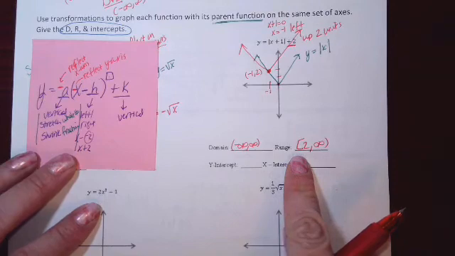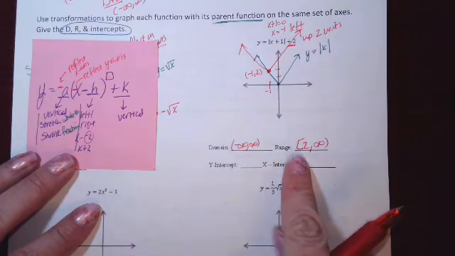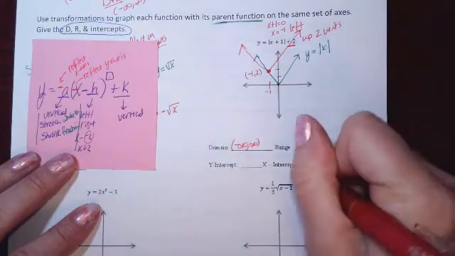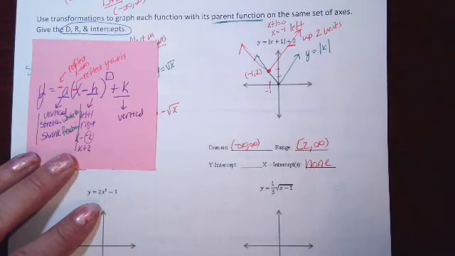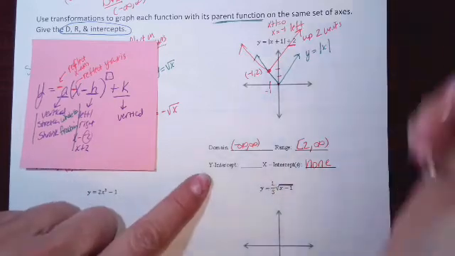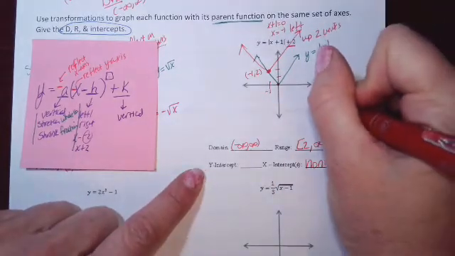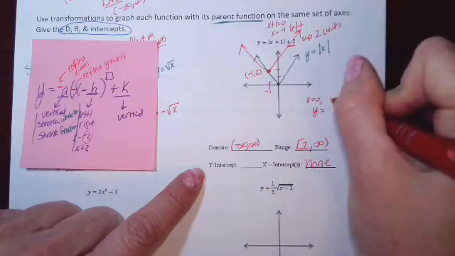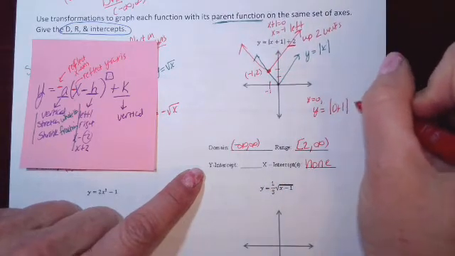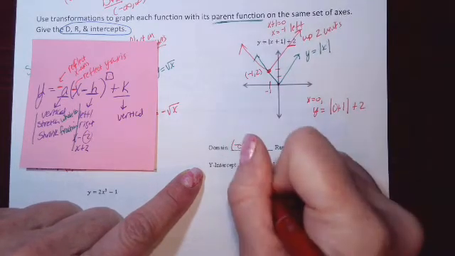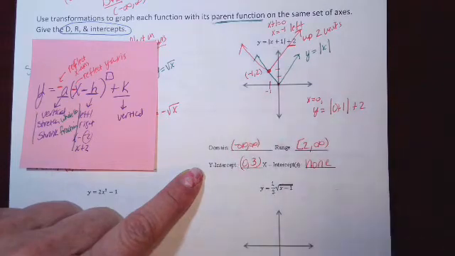Now, let's talk about intercepts. My transformed function is up above the x-axis, so there is no x-intercept. It does, however, have a y-intercept. My y-intercept always happens where x is 0, so I'm going to do just a little bit of math here. Where x is 0, in this function I have y equals absolute value of 0 plus 1, and then plus 2. Well, the absolute value of 1 is 1, 1 and 2 is 3, so my y-intercept is at 0, 3.